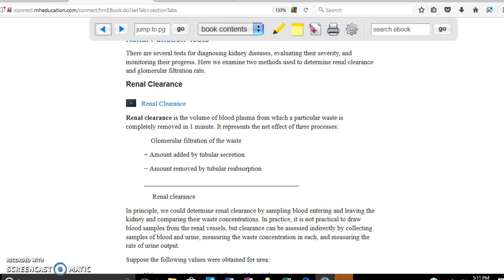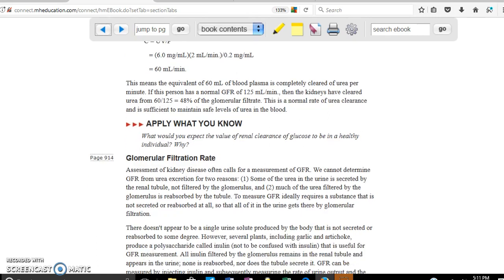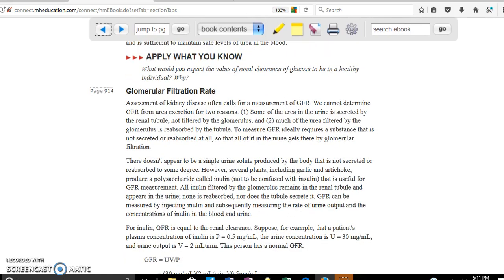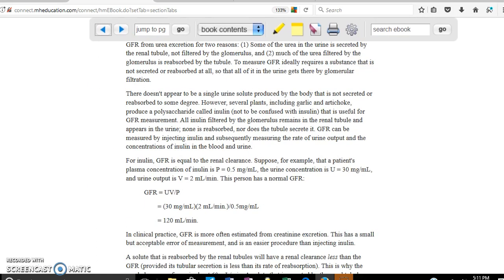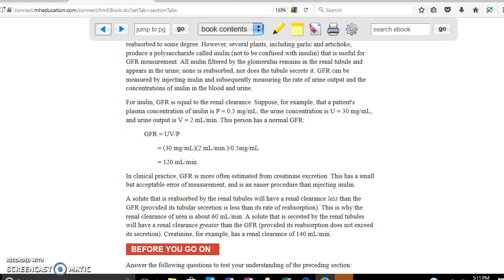Some of these tests can be renal clearance, which talks about the ability that the kidneys have in order to get rid of some substances. And the other one is glomerular filtration rate, which is how much gets filtered at a certain period of time. And you don't need to know the characteristics on how these tests are done. You just need to know that there are some tests for certain diseases to see how the kidneys are working.